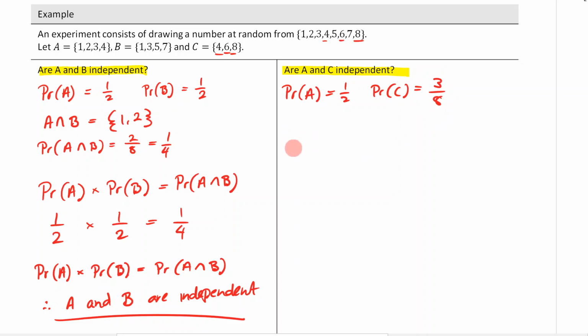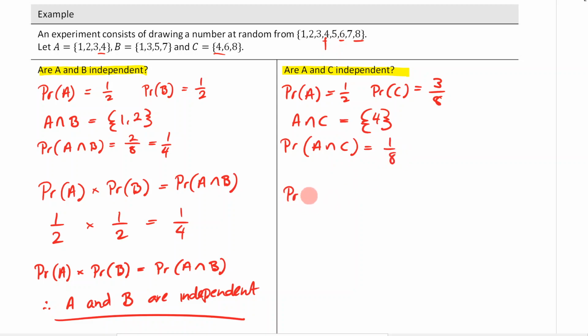We also need to figure out what the probability of A intersection C is. To do that, we need to figure out what elements A and C have in common. They have 4 in common, and that is all. That's pretty boring. So the probability of pulling out A intersection C is just pulling out 4, which is 1 on 8.